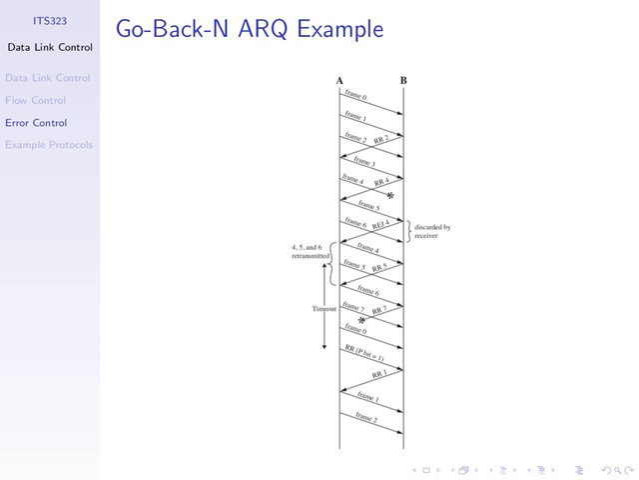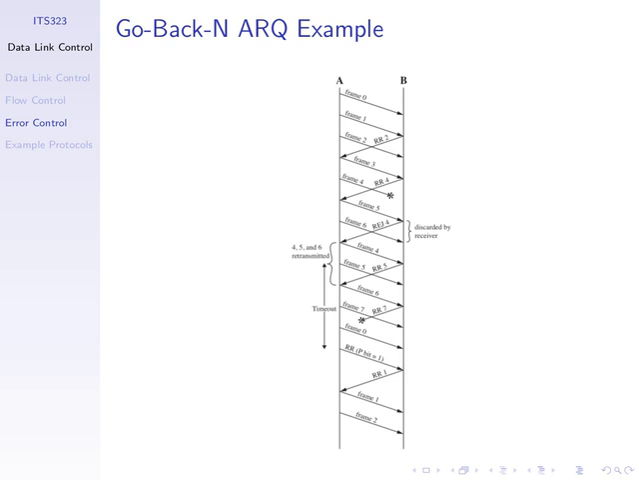In the meantime, A has sent 5 and 6. 6 will be discarded by the receiver because we're still expecting 4. When this reject is received by A, A recognises something's gone wrong. I've sent 0, 1, 2, 3, 4, 5 and 6. I receive a reject. B is expecting frame 4, so I need to retransmit frame 4 and every subsequent frame that I've transmitted already, which means 4, 5 and 6. Reject 4, I retransmit frame 4, and the frames that I've sent since 4, which is 5 and 6.